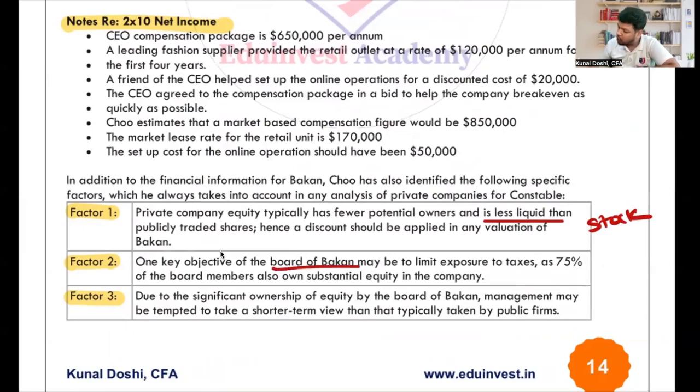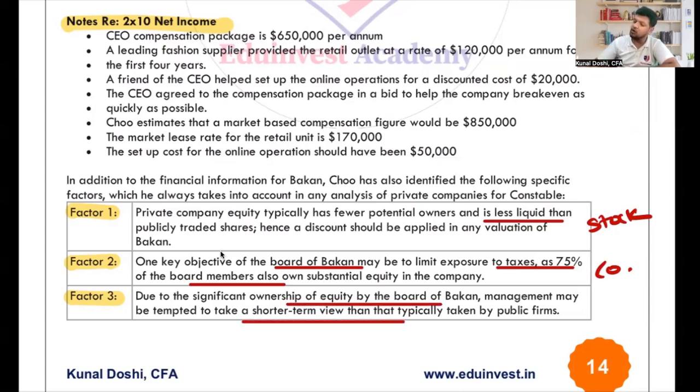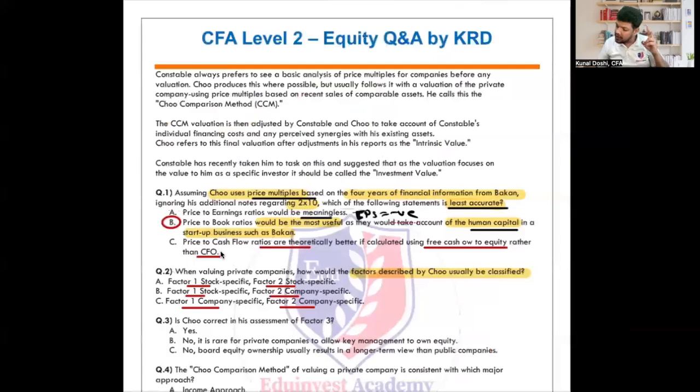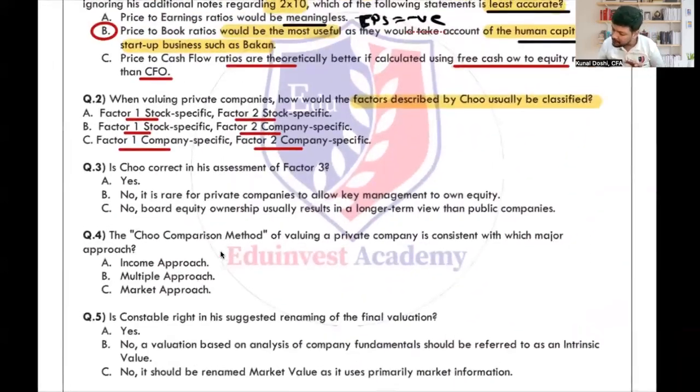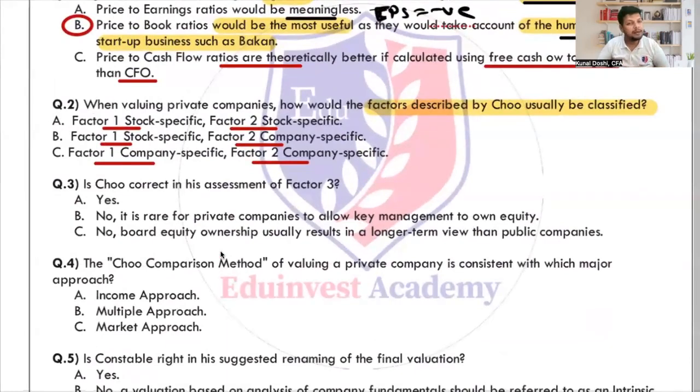One key objective of the board of Bakan may be to limit exposure to taxes as 75% of the board members also own substantial equity. This is about the company's corporate governance. So this is a company specific factor. Of course, you don't require the third one, but let's do it. Due to significant ownership of equity by the board, management may be tempted to take a short-term view. This is also company specific. Anything which affects the stock prices, liquidity, that is related to stock factors. Understood? So only the first one is a stock specific factor, and the second one is company specific.